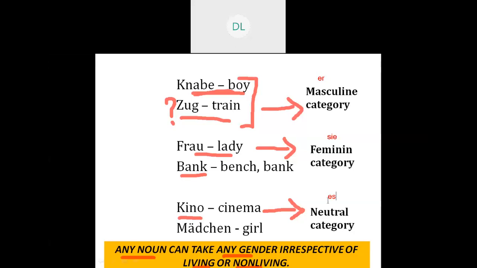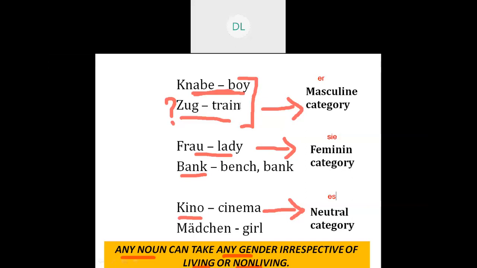So, in your homework, I had given you the sentences: ich lerne Deutsch, du lernst Deutsch, er lernt Deutsch, es lernt Deutsch. It learns German, so that can be for this girl also, Mädchen. Understand very carefully, pay attention, because they both are masculine. Nabe and Zug are masculine.